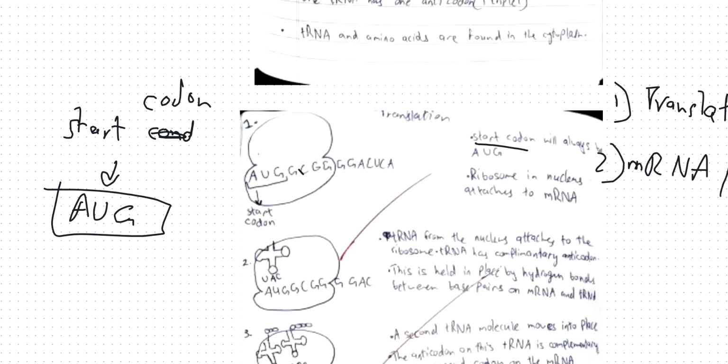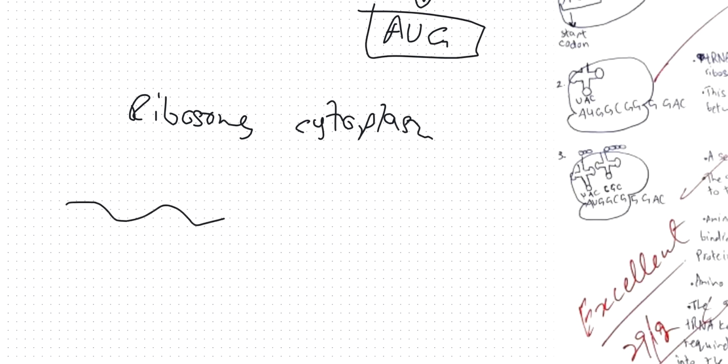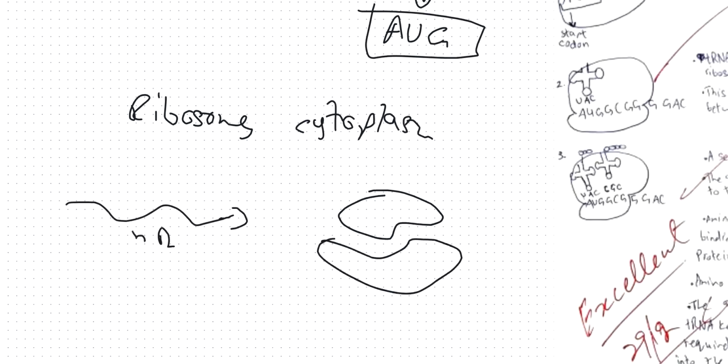So mRNA in the nucleus moves out from the nucleus and binds to ribosomes found in the cytoplasm. So the mRNA molecule will move on, and this is an mRNA molecule. This mRNA molecule will bind to a ribosome, and remember that these ribosomes are the ATS ribosomes.